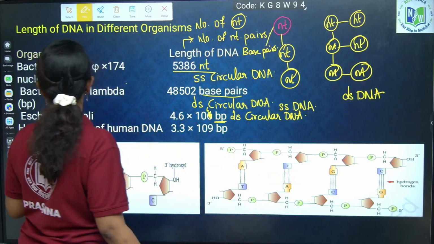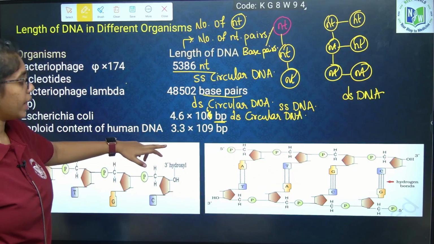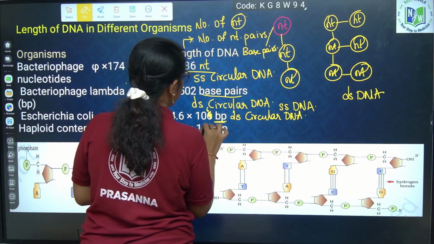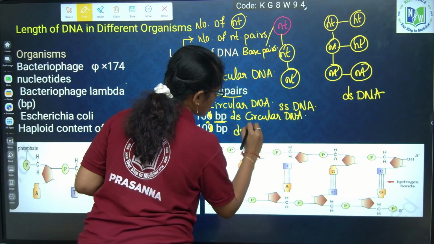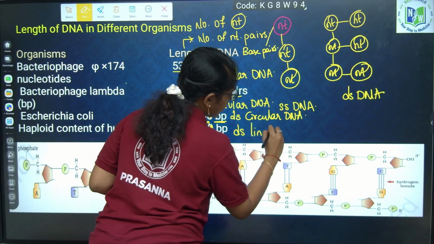If you look at the haploid content of human DNA, that is 3.3 into 10 to the power of 9 base pairs. Here it is a eukaryotic cell, right? So it is double stranded linear DNA.